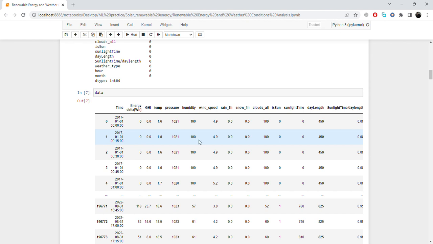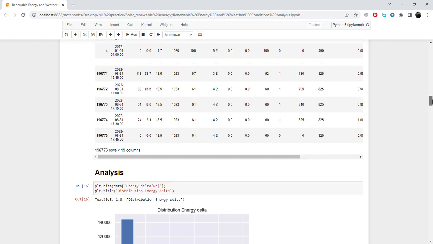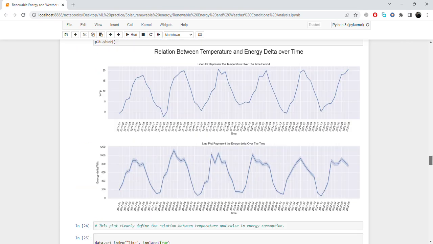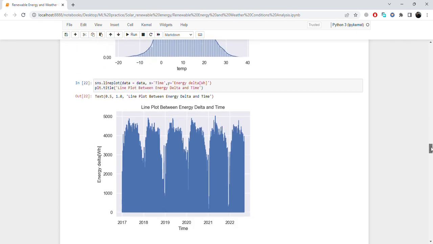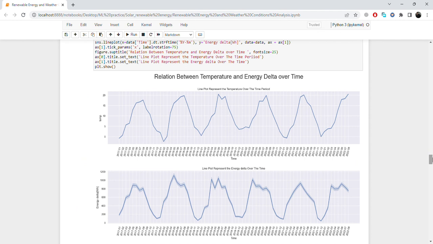As you understand that, we then went to find which factors affected our energy delta. We did multiple things, generating different graphs like histograms, and the relation between the time and energy delta. Here we found the most interesting and important thing: one of the factors is the temperature. So we found the relation between the temperature and the energy delta.